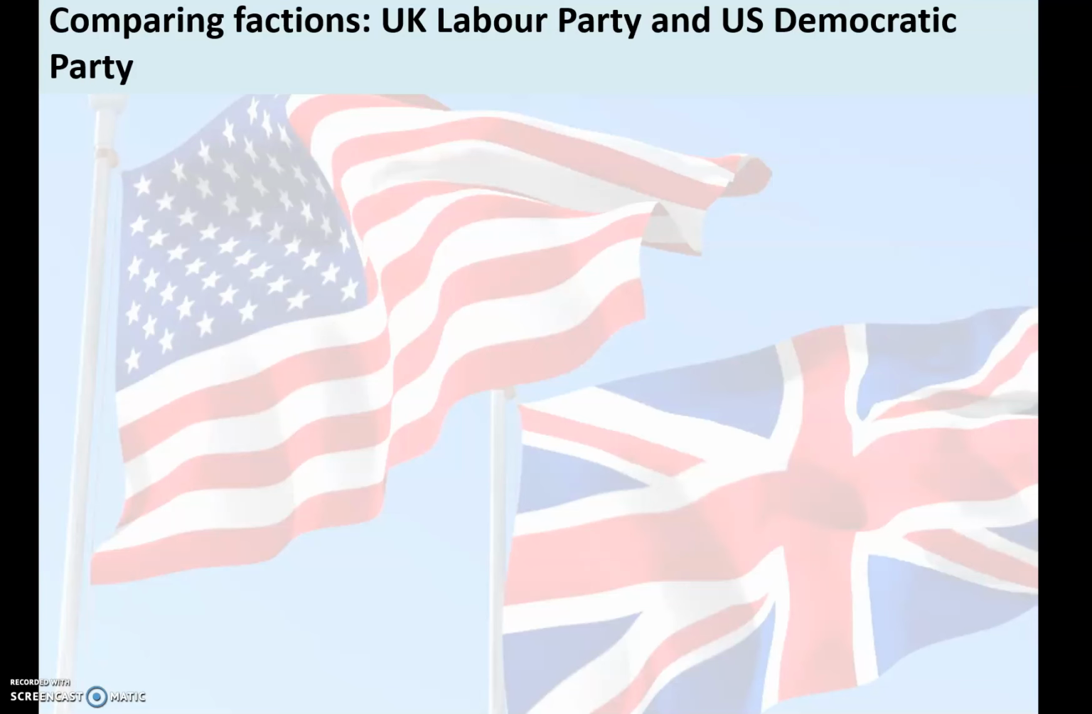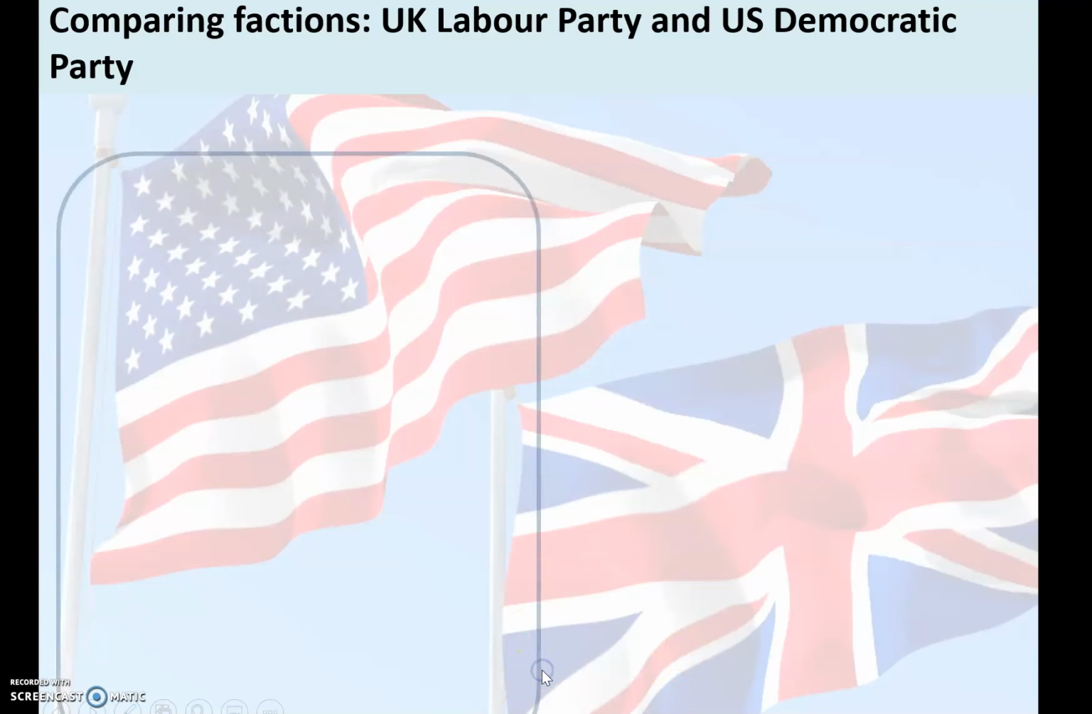Okay then. So the final video on this little group on factions is this one, where we're comparing the factions between the Democrats and the UK Labour Party. This is an area which might be on the exam in that comparative section, those little 12 markers. So it's worth having a think about the factions of both parties, and in which ways they are similar and in which ways these factions are different.